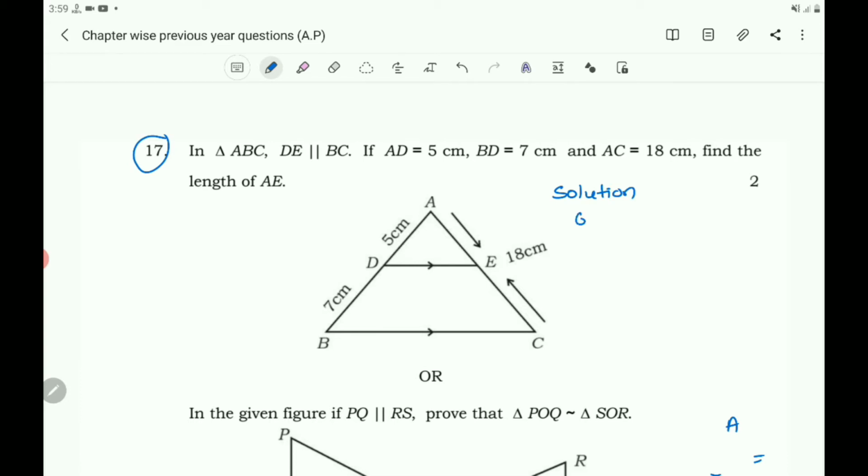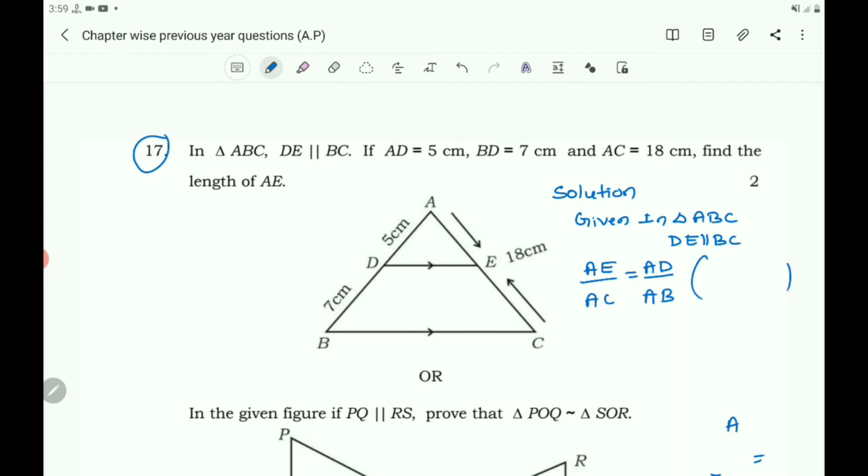What is given? Given, in triangle ABC, DE parallel to BC. Therefore, you can write here what we have to find out. We have to find AE. So, you can write AE by this complete AC is equals to AD by AB.